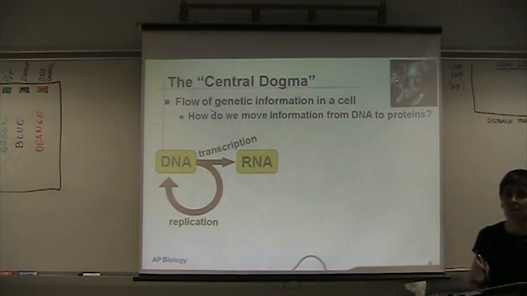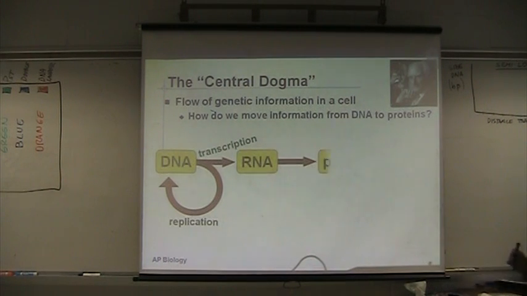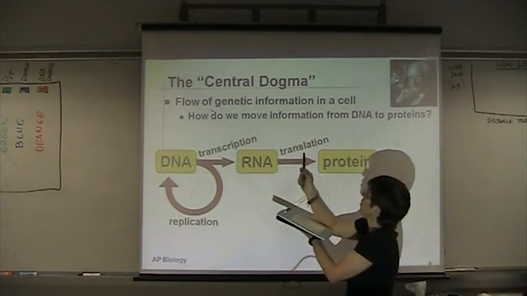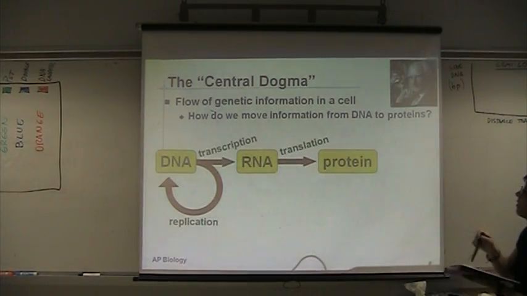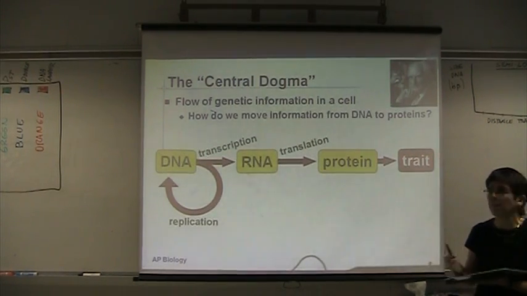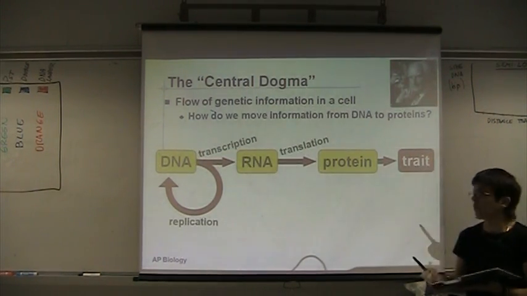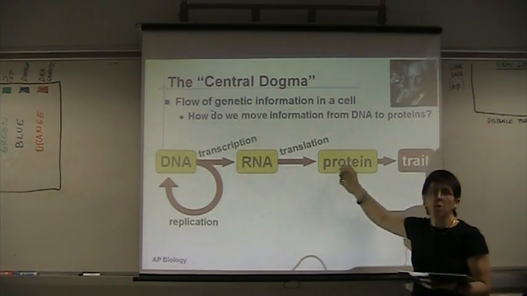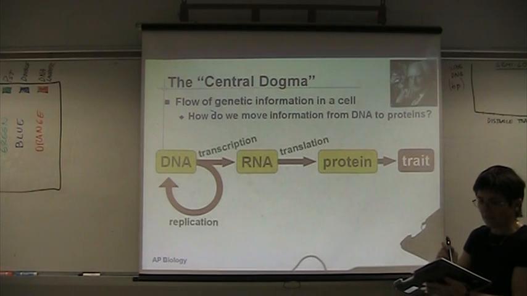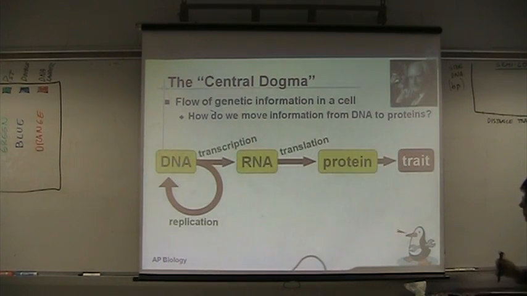That's what we call transcription. And from RNA to protein, that transfer of information, that's translation. Remember that they go in alphabetical order, so you can always remember that. And of course, at the end, proteins is what determines the traits that we see. And remember that a protein can also be an enzyme, so it can be regulating some other chemical reactions.